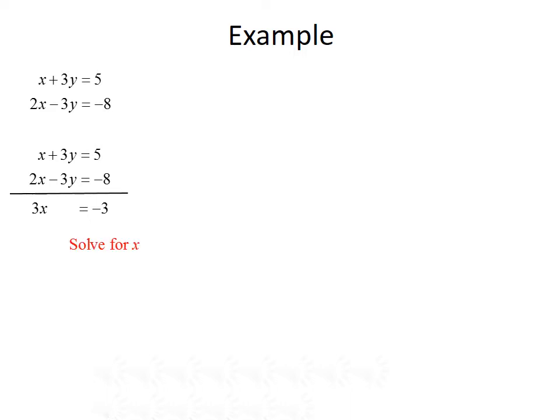Now we have an equation that just depends on x, so we should be able to solve for x. If 3x equals negative 3, we can divide both sides by 3 to give us x equals negative 1. Now that we know the value of x, we can plug that value into either of our original equations and solve for y. So I'll use equation 1, x plus 3y equals 5.